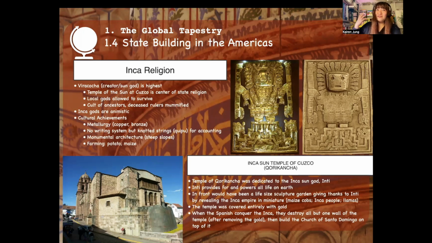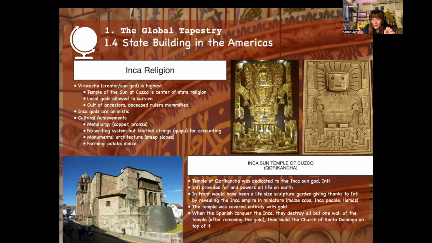And you can kind of understand how the Aztecs would believe that the sun demanded blood sacrifices, and the Inca sun god Inti was also considered all powerful. Inti was more benevolent than Huitzilopochtli, certainly. So in front of the temple of Coricancha, there would have been a life-size sculpture garden giving thanks to Inti, and it was the miniature Inca Empire, kind of similar to how ancient China also created those terracotta mini worlds, right?